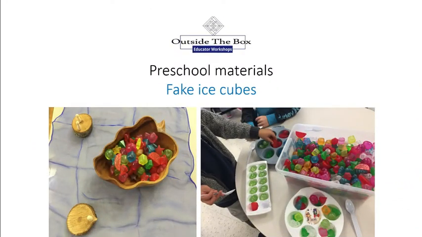Another unique material that you can use are fake ice cubes. You can find these at the dollar store in a variety of shapes and colors. Students love using these for sorting, building, and adding to their dramatic play.